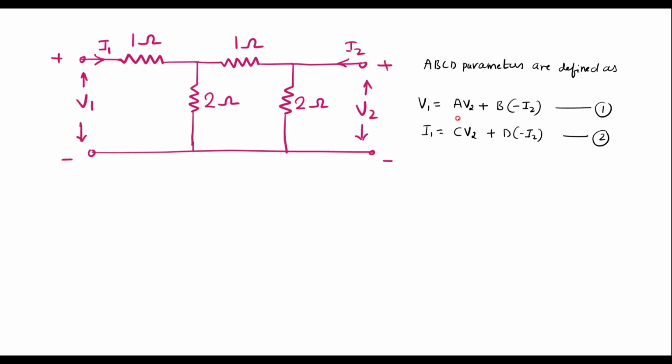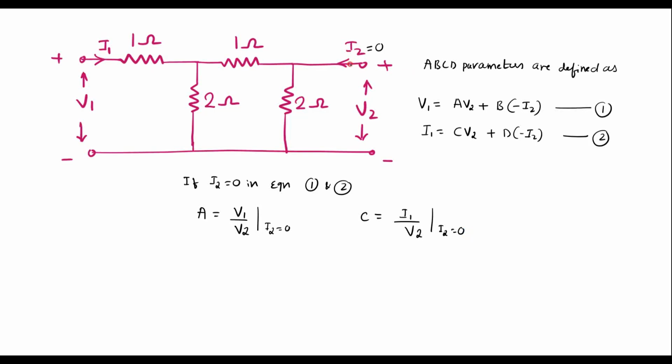So here, to calculate A and C parameters, we have to open circuit the output, that is, make I2 equal to 0. If we make I2 equal to 0 in equations 1 and 2, we can get A and C. We get A is equal to V1 by V2 at I2 equal to 0, and the other parameter C will be equal to I1 by V2 at I2 equal to 0.